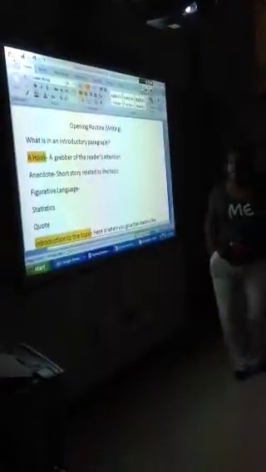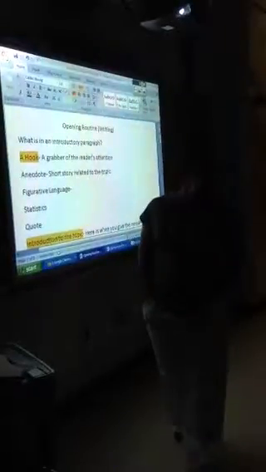What we're going to start with today is our opening routine, which is basically asking you guys, what is in an introductory paragraph? So what is it that we must have in order for us to have a successful introductory paragraph? A hook. Very good. And what is a hook? It grabs your attention. Very good. It grabs your attention. Here are many different types of hooks.